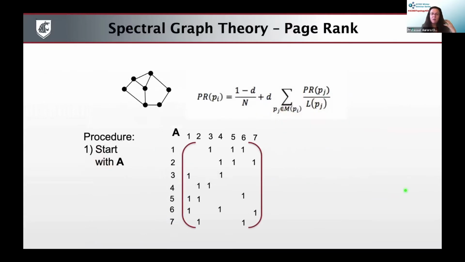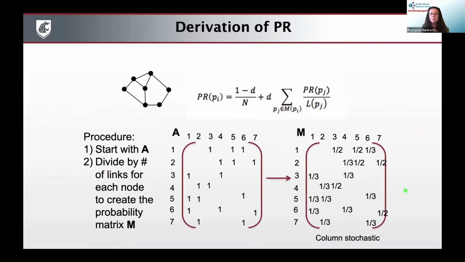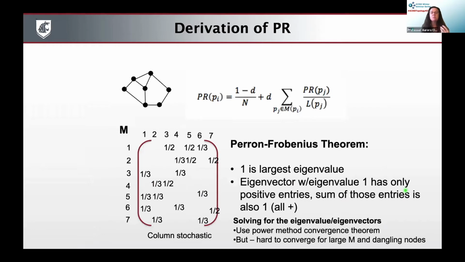You have your graph and you have your adjacency matrix, and you divide it by the number of links or edges that each node has to create a column stochastic matrix. And then this column stochastic matrix has this beautiful property according to the Perron-Frobenius theorem, where the 1 is the largest eigenvalue, and the eigenvector that has the eigenvalue of 1 only has positive entries, and the sum of those entries is 1.